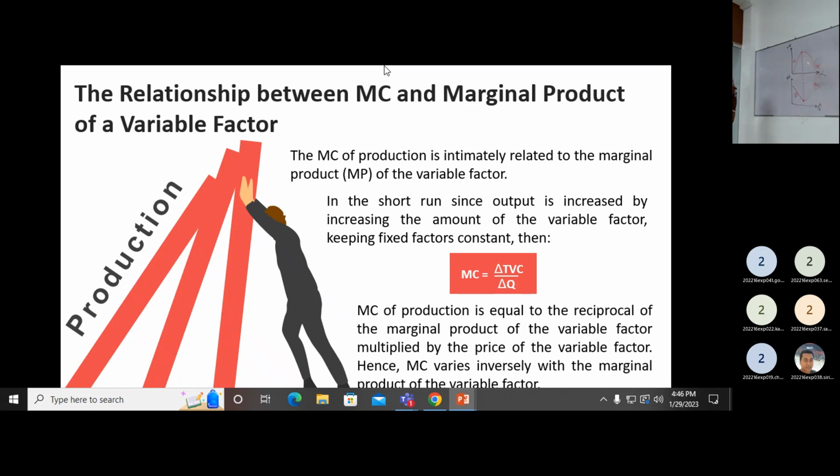And we learned these things, diminishing returns. At the very beginning, marginal productivity and average productivity increase. Due to diminishing returns, marginal productivity and average productivity decrease. As a result, marginal cost and average cost increase. I believe that you all could remember that part.